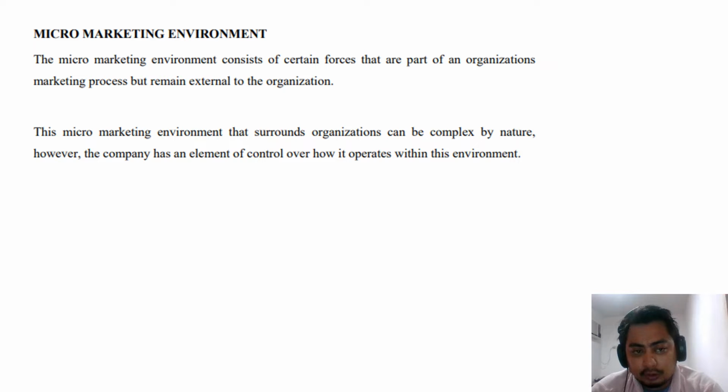So, macro means whole, while micro means forces that are affecting or that surround our organization at a regional or sectoral level. So the micro-marketing environment consists of certain forces that are part of an organization's marketing process but are not internal, rather external to the organization, meaning outside of our company. This micro-marketing environment that surrounds organizations can be complex by nature. It is not that simple to explain. However, the company has an element of control over how it operates within this environment.